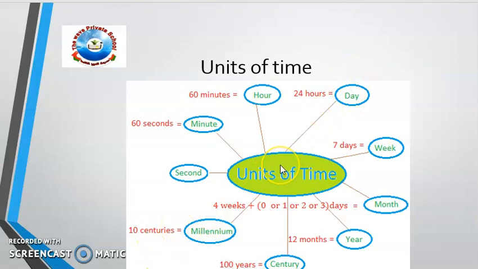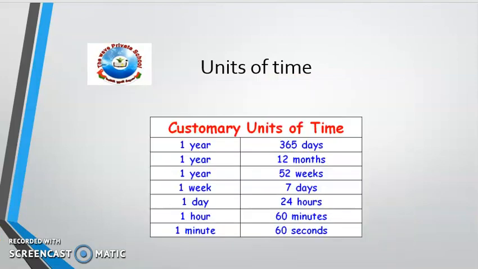For remembering, it will be easier for you to write hour, minute, second, and then day, week, month, year, century and millennium. Here you can write 24, 7, 4 weeks. And then here you have to show the year in months, like 12 months, and century 100 years, and then 10 centuries. So it will be easier for you to remember the units of time with the help of a flowchart.